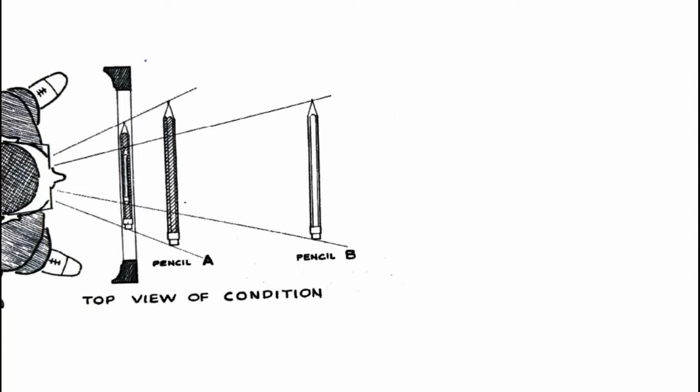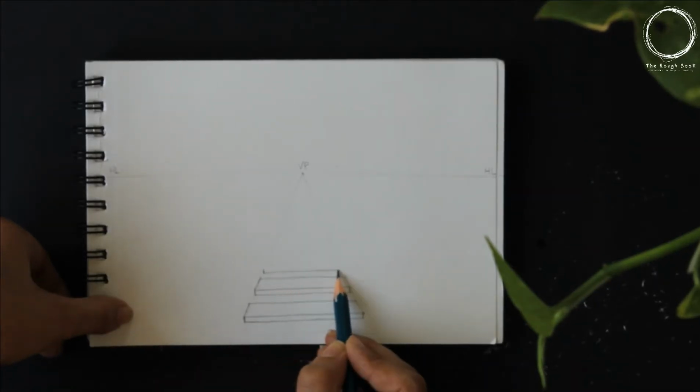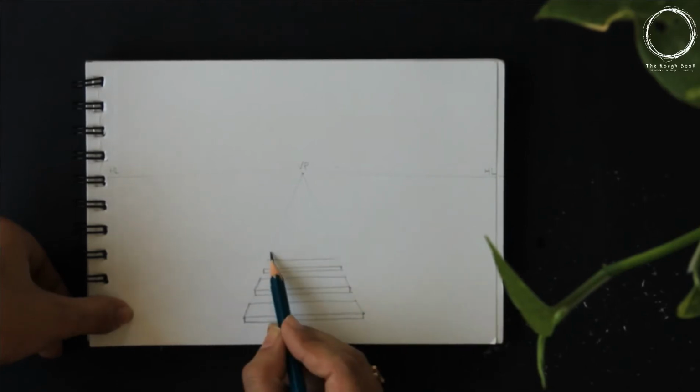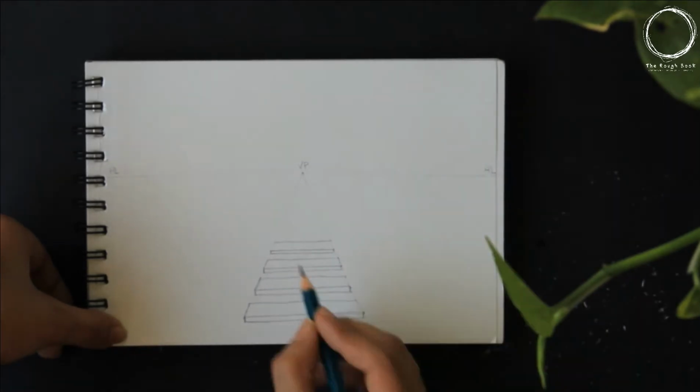So likewise, keep drawing the 2D surfaces. Like you can see in this image, an observer is looking at two pencils parallel to each other, and here is the picture plane as seen by the observer. As you can see, pencil B is smaller in size and thickness compared to pencil A. That is because the lines are vanishing at the center, where there is an imaginary vanishing point. Similarly, the tracks decrease in size and thickness as they move towards the vanishing point.